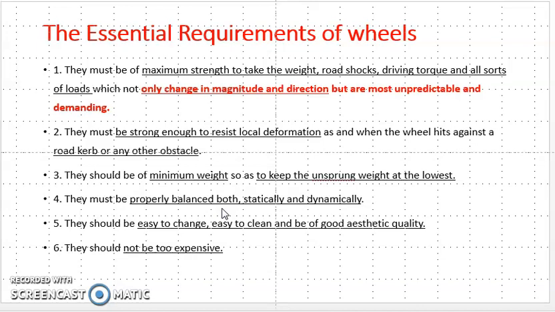That is the requirement. After that, when there is maintenance of the wheel, it should be easy to change, easy to clean, and it should have a good aesthetic look, okay, and quality. That is also one of the requirements of the wheels, and most important for Indian customers, it should not be too expensive. All these are requirements while designing or manufacturing the wheel.